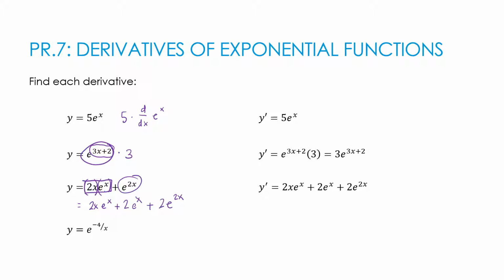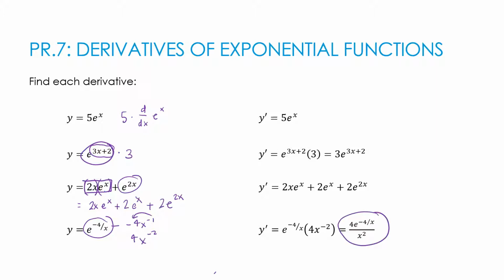And last one, e to the negative 4 over x. Again, the derivative is e to the negative 4 over x, but then I have to take it times the derivative of negative 4 over x, which is 4x to the negative 2, because essentially this guy is negative 4x to the negative 1. I would multiply it and get 4 and decrease this by 1. And so multiplying and simplifying, I get 4 e to the negative 4 over x, over x squared.